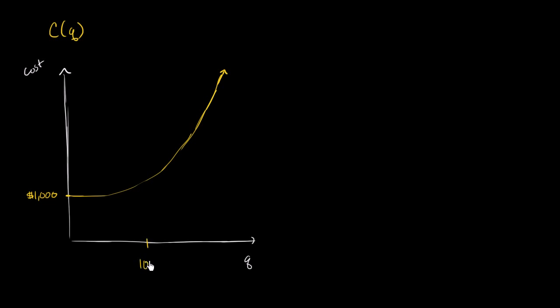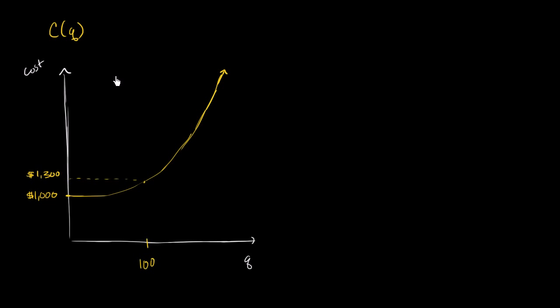So if I produce 100 units right over here, then my cost goes up to 1,300. If I produce more than that, you see my costs increase, and they increase at an ever faster rate. Now, I go into a lot more depth on things like cost functions in the economics playlist.